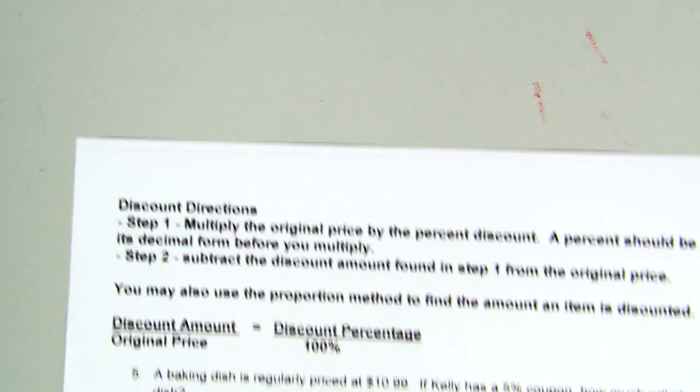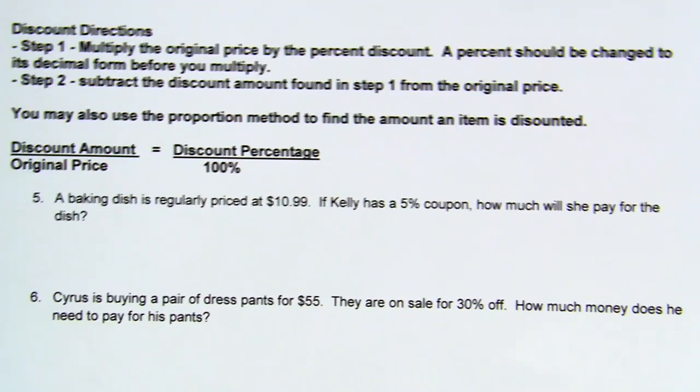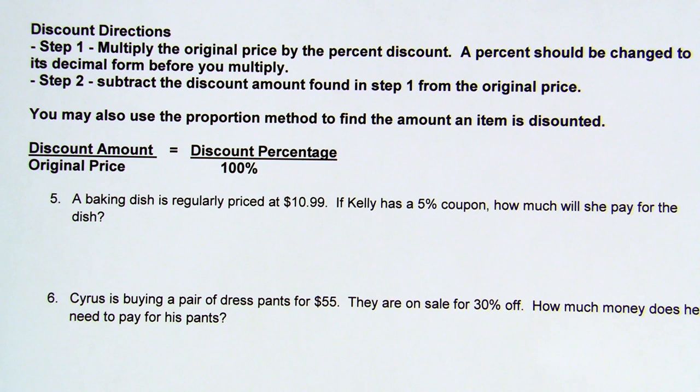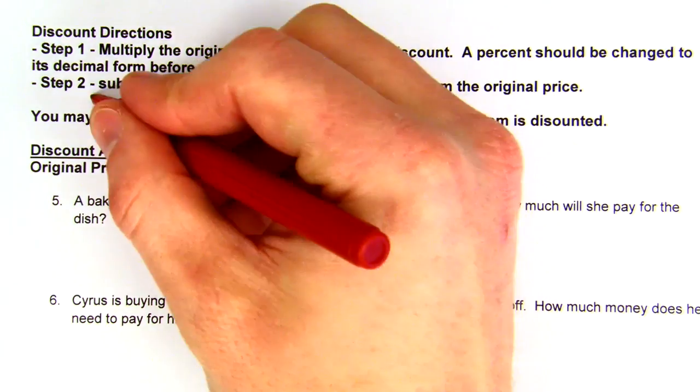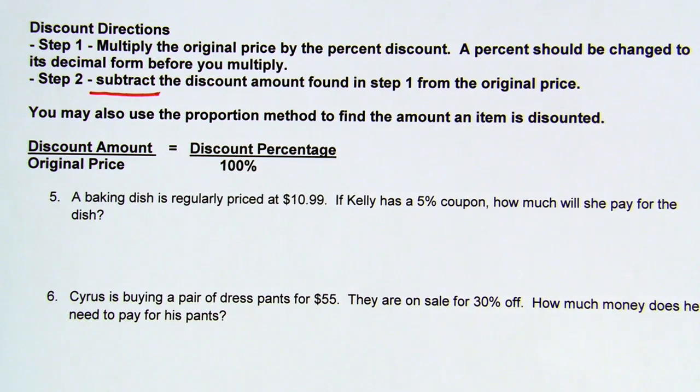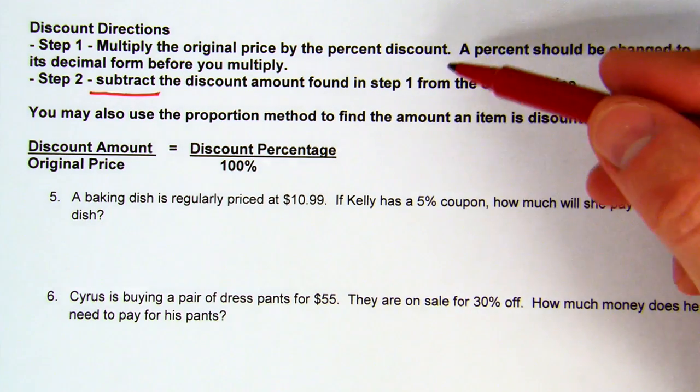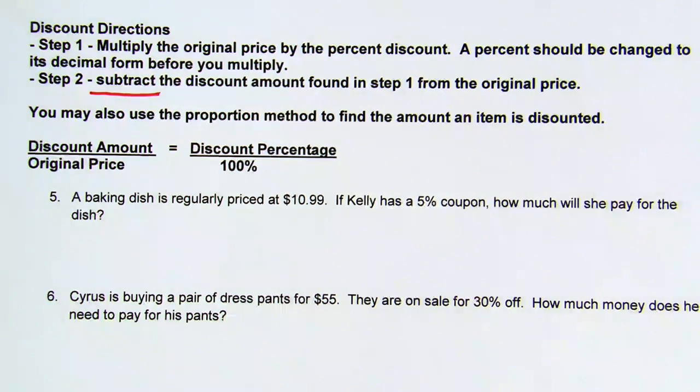Alright, the next part is your discount directions. Take a minute, pause the video, and go ahead and write down your steps. They're actually the same steps as your markup. The key to this one though, because it's a discount, you should be paying less money. You're going to subtract what you find the discount to be from the original price versus adding it, which will be your markup. And again, you can solve it the same either way as an option for you.